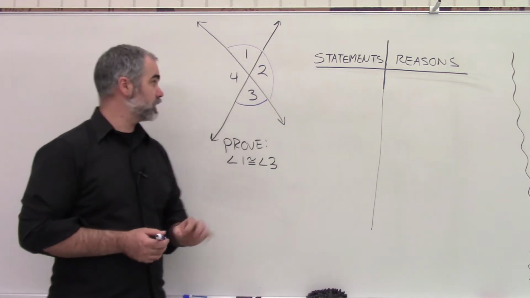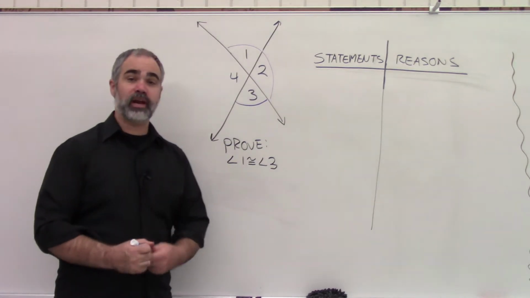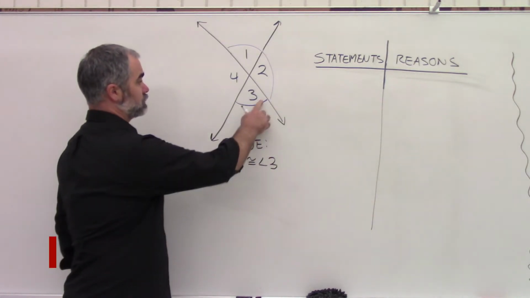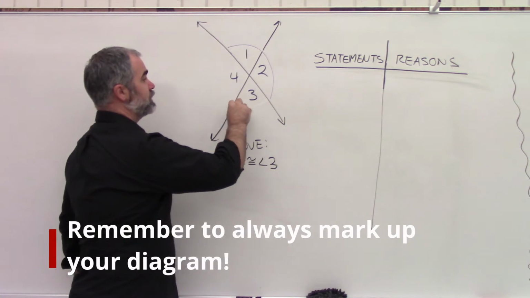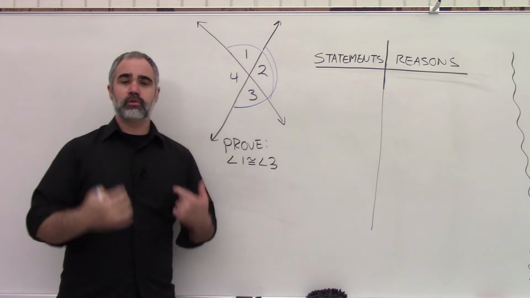Now here's the cool thing. If you see that those two are supplementary, they're a linear pair, you can also see these two are a linear pair. And you can see that that 2 overlaps.